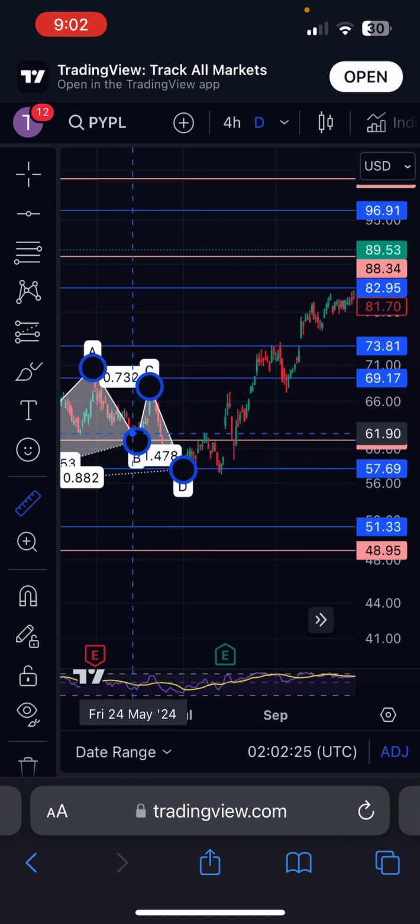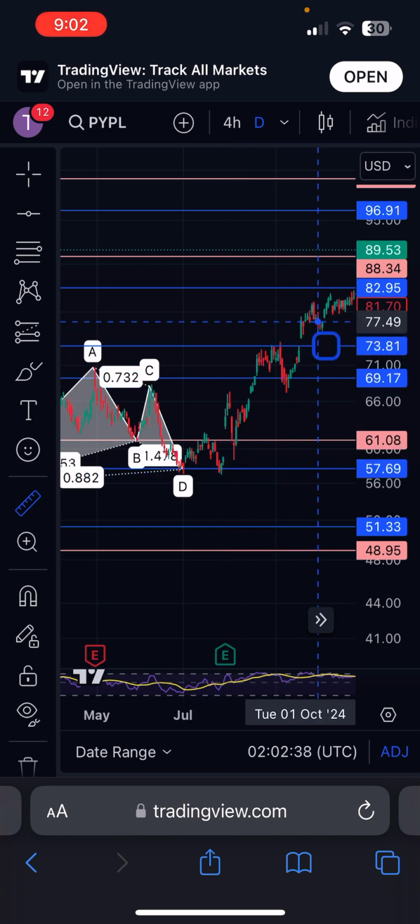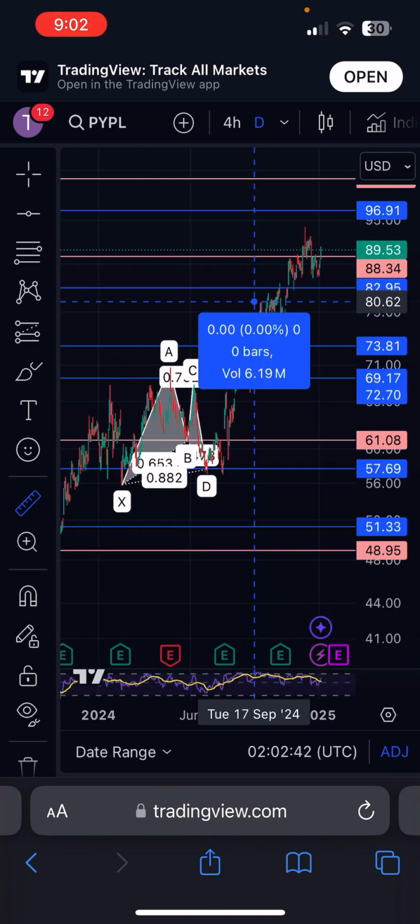Now I had a continuation pattern. They gave me a back test at a monthly, this line right here, monthly resistance, and it would have allowed that trader to make the full move on PayPal, and it still ran. Goddamn.